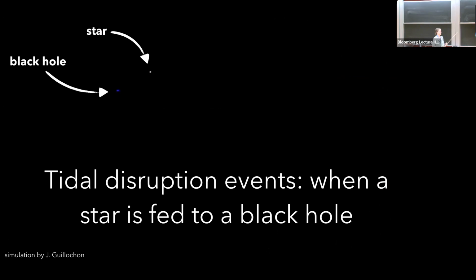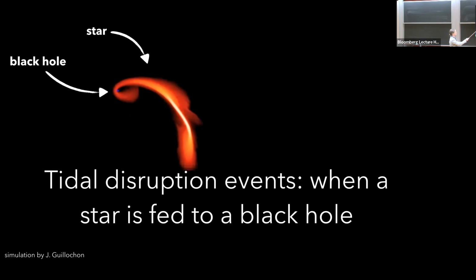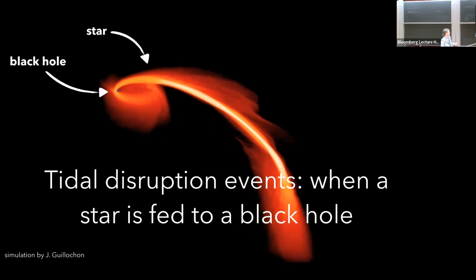So we have a black hole here and a star here. The star comes in, is disrupted at pericenter, is on a pretty eccentric orbit, and then part of this debris is going to fall back and accrete, and that's going to produce the flare that we actually observe.